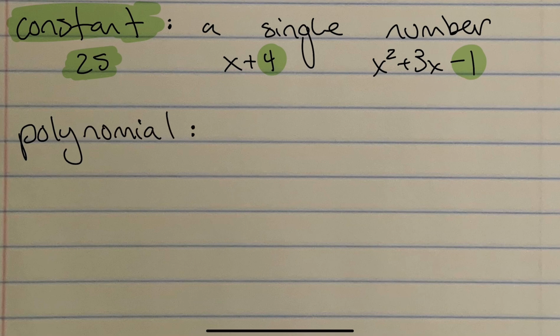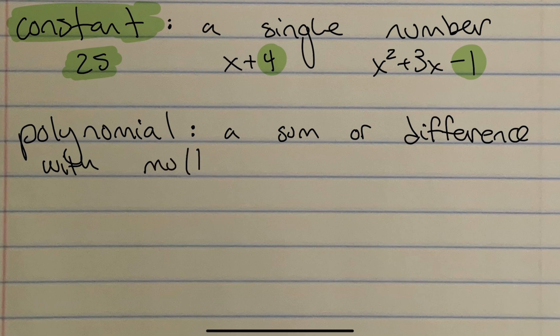This is what our whole section is based on, so we really need to know what a polynomial is. That is going to be a sum or difference with multiple terms. So, polynomial, a sum or difference with multiple terms in it. When it says sum or difference, it means plus or minus. So this is a plus or minus expression with a lot of different terms in it.